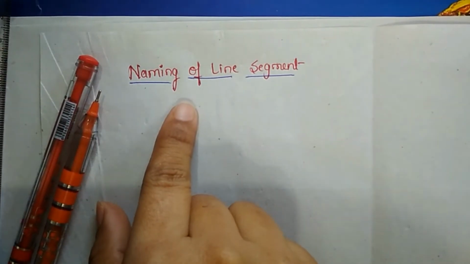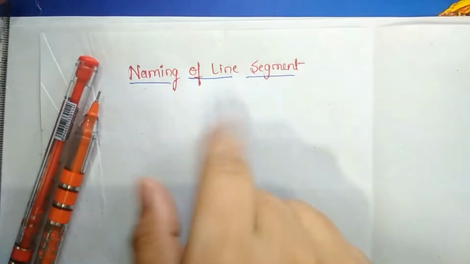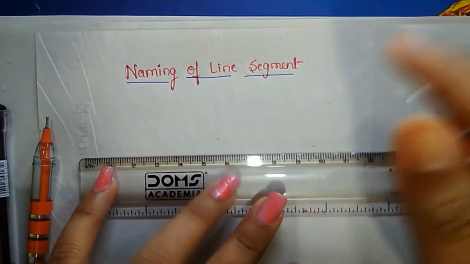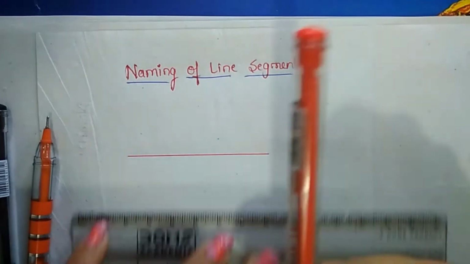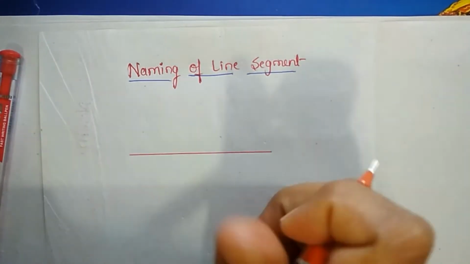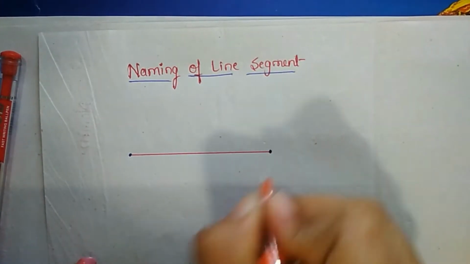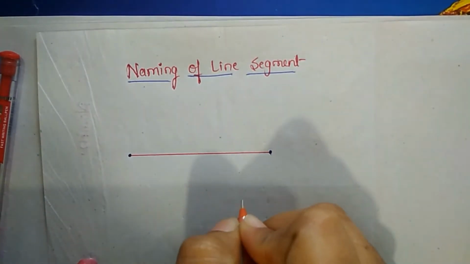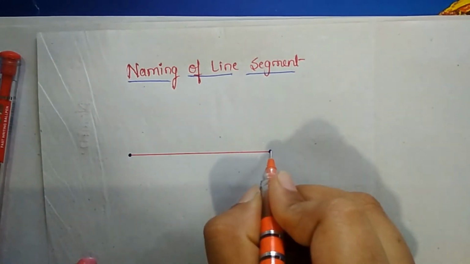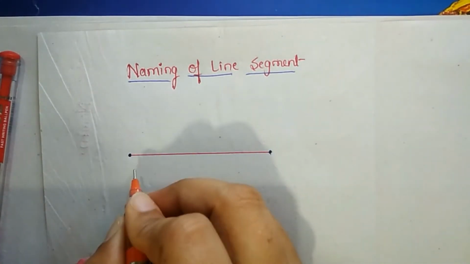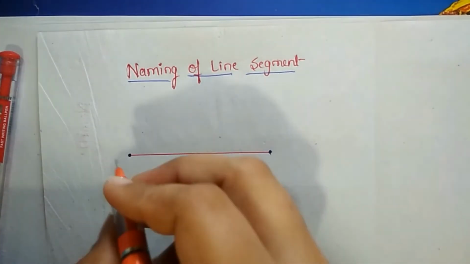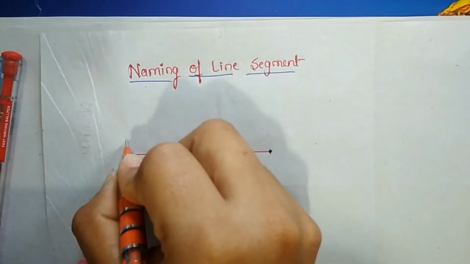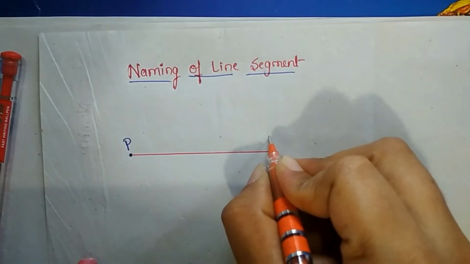Here we will now understand how to name the line segment. If I have any one line segment, there will be a starting point and an ending point. These starting and ending points can be named with any English alphabets in capital letters. If I take any alphabet like P, it should be written in capital letters.